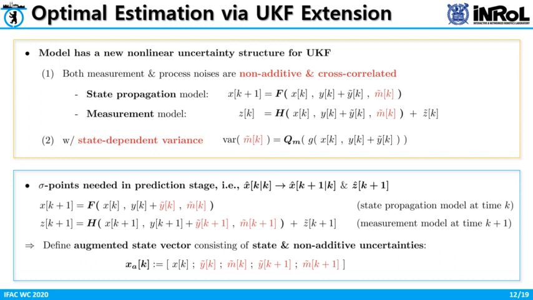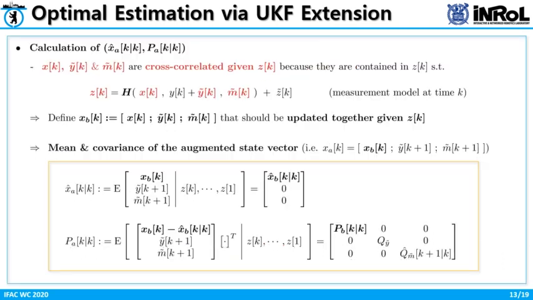We need to define sigma points to capture the nonlinear probability distortions of these state and uncertainties. So, we define the augmented state vector consisting of the state and the non-additive uncertainties. In order to generate sigma points, we need the mean and covariance of the augmented state vector at time k.